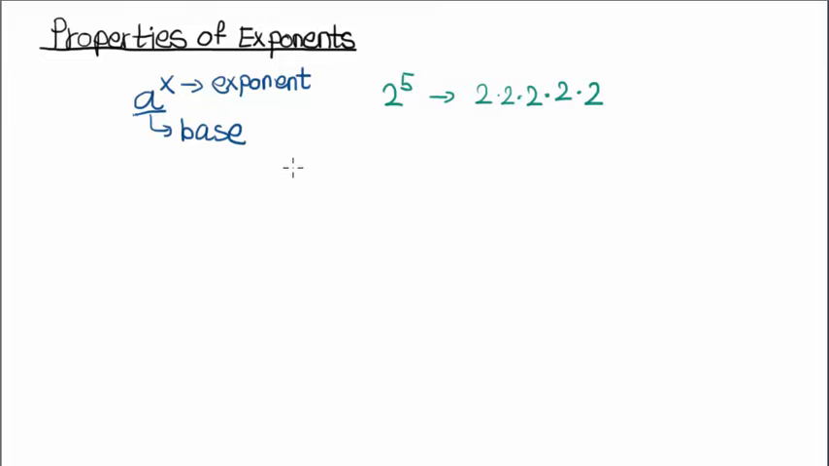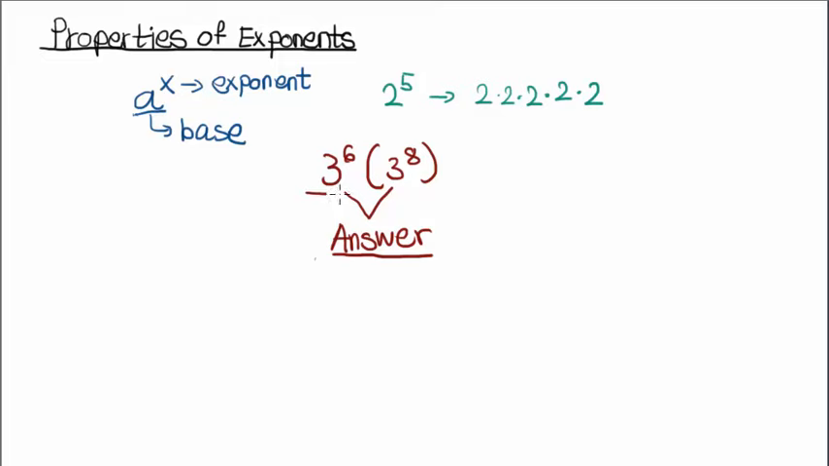But now let's say I want you to evaluate the numerical expression 3 to the power of 6 times 3 to the power of 8. Now, one way you can evaluate this is that you can multiply 3 by itself 6 times, find that product, then figure out what 3 multiplied by itself 8 times is, find that product, and then multiply these two products together and find your answer. But experience tells you that that will take a lot of time. So what is a quicker and more efficient way of evaluating this numerical expression?